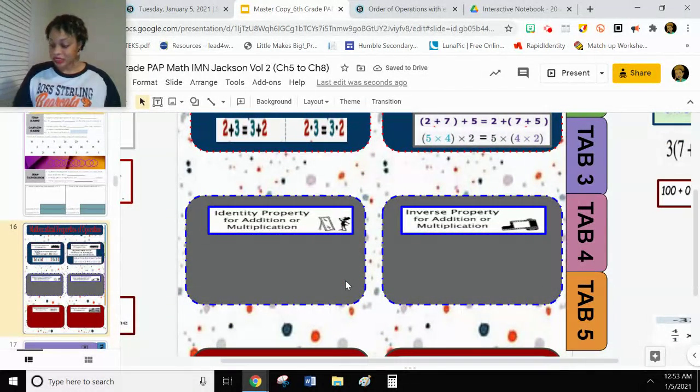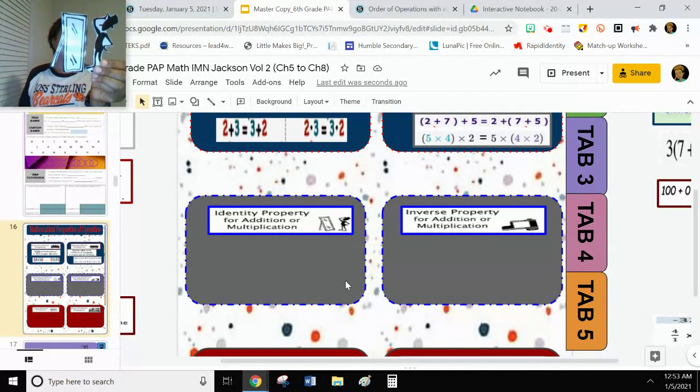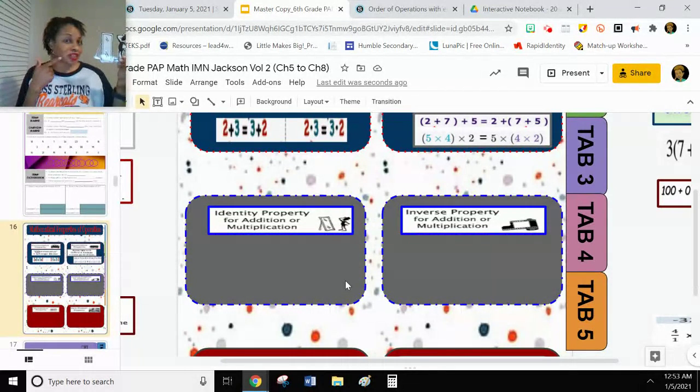Then we want to talk about identity property of addition or multiplication. Again, identity property has to do with addition and multiplication. Identity. If I put on lipstick, did I change? No, I'm still Miss Jackson. If I did something to my hair, I'm still Miss Jackson. Whatever you do to me, you can add this number to me and I won't change. You can multiply me times this number and I won't change. So the identity property of multiplication and addition says, if you add 0 to me, I'm still myself. If you multiply me by 1, I'm still myself, okay?